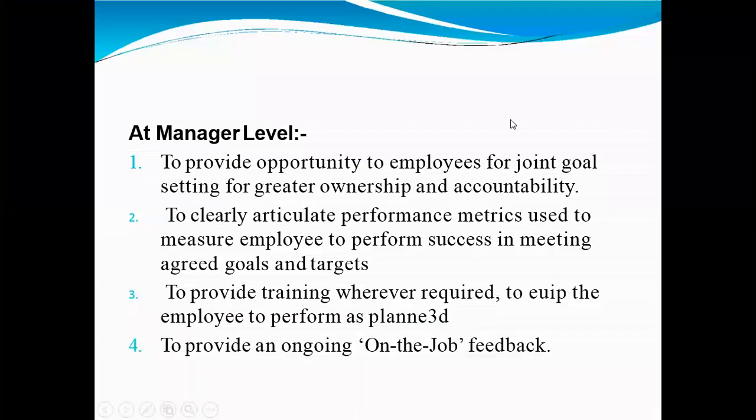The performance objective of performance planning, earlier we have discussed at the organizational level. Then the second one is at the managerial level. What kind of objectives are there for performance planning? So the first one is what? To provide opportunity to employees for joint goal setting for greater ownership and accountability. That I already told you a lot about it.